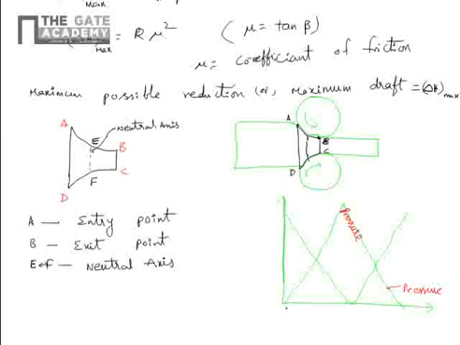The points here are A, E, B. A is the entry point, B is the exit point, E is the neutral point. Sorry, this has to be like this; the diagram is slightly deviated. At the entry point, pressure is 0, and as the strip enters between the rollers, the pressure increases. At the neutral point, pressure will be maximum. This is P max. Pressure will be 0 again at the exit point.